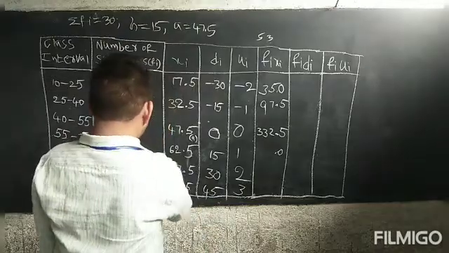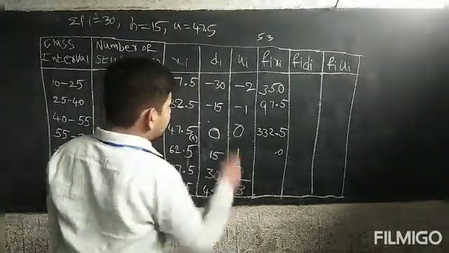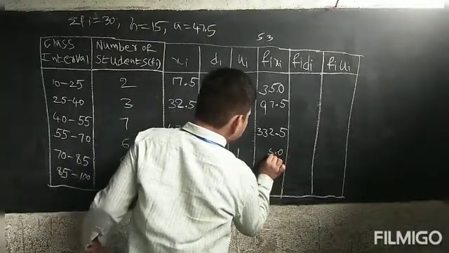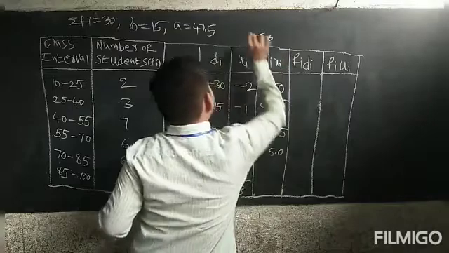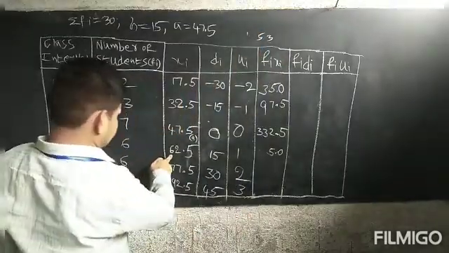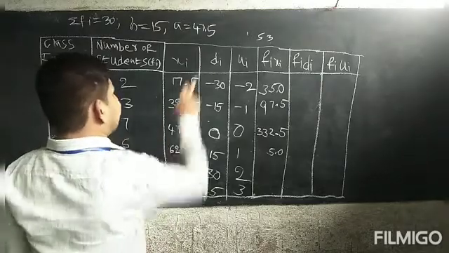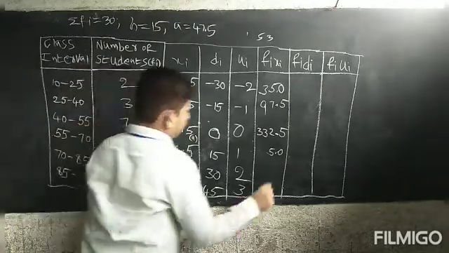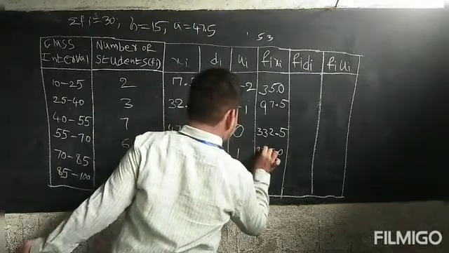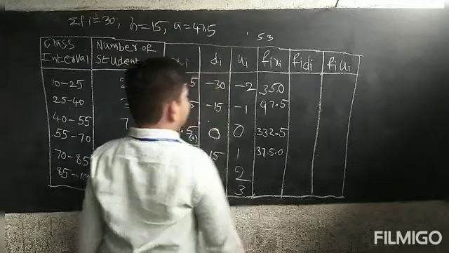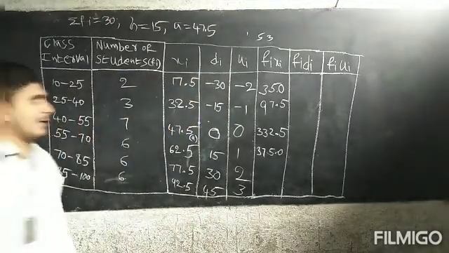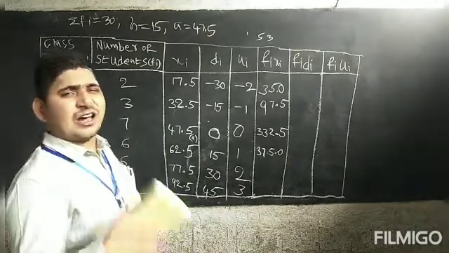Okay, now 6 2 is 12. 12 plus 3 is 15. Okay, now again 6 6 is 36. 36 plus 1, 37. Okay, 375. For this exercise the values are very large.